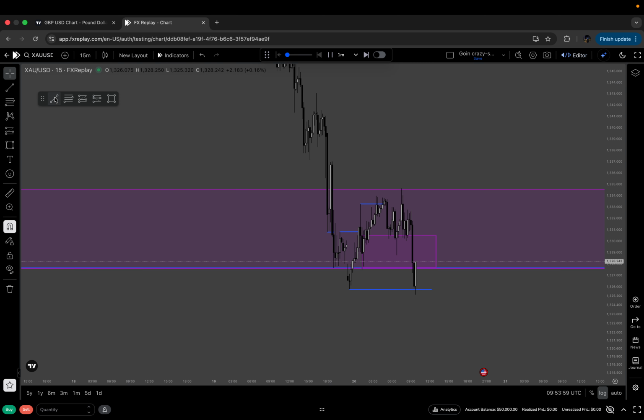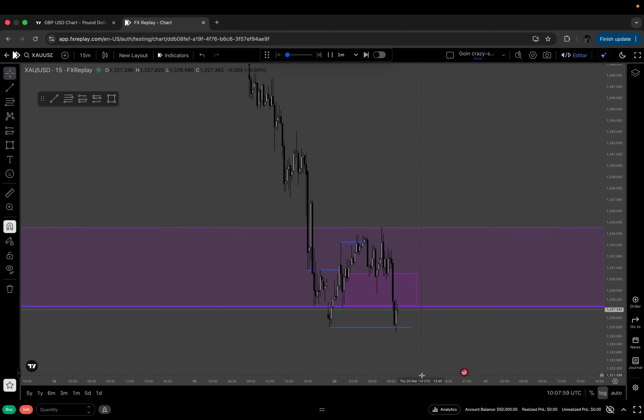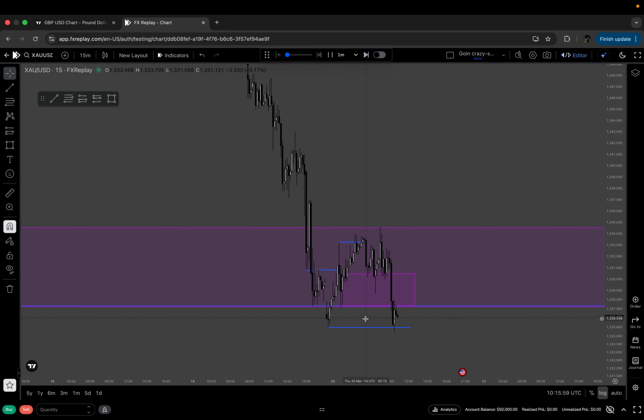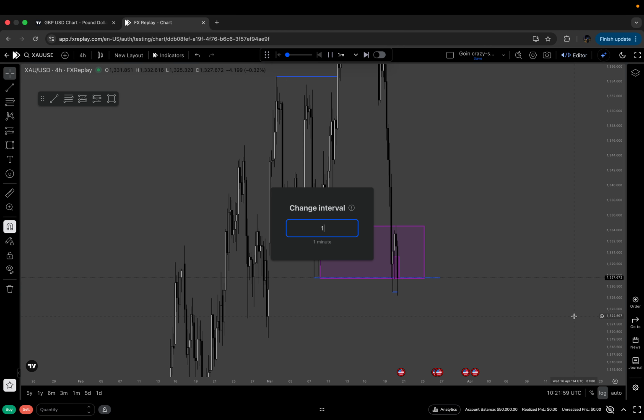But we've broke internal structure once again. So let's see if we can get a break to the upside. So sweeped out those lows that we'll put in after taking out those 4-hour lows, which is over here. Let's see how we do.